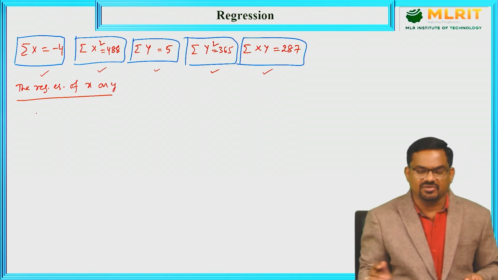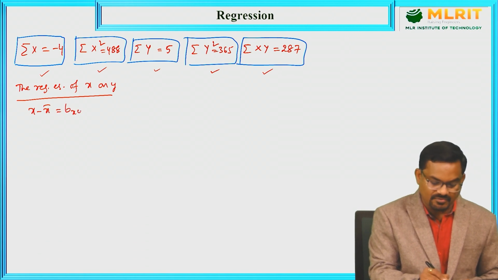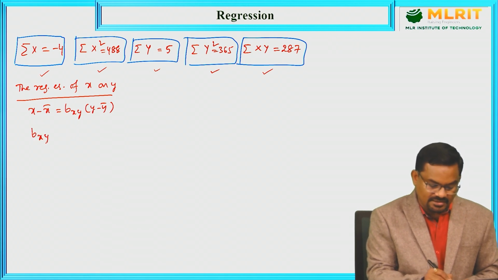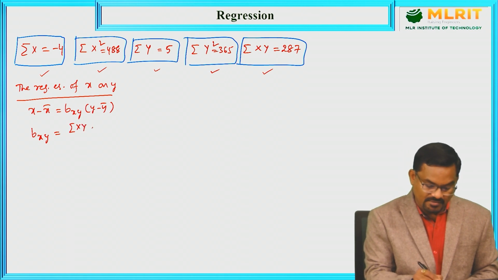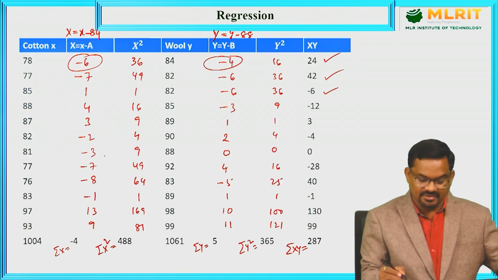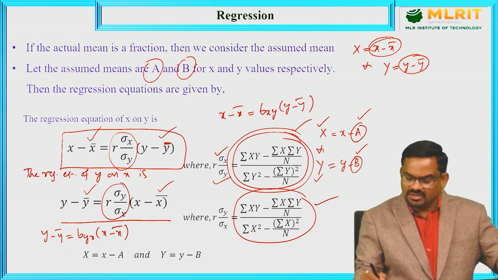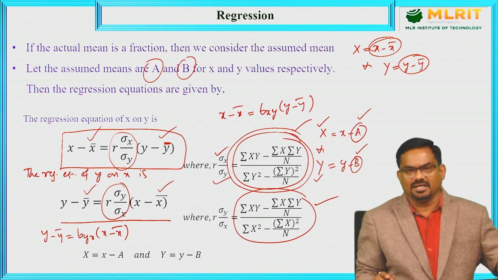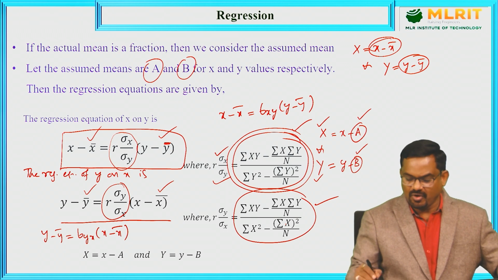What is the regression equation of x on y? X minus x bar is equal to bxy into y minus y bar, where this bxy is calculated using the formula sigma x into y minus sigma x into sigma y by capital N divided by, you can use this formula, sigma capital XY minus sigma capital X into sigma capital Y by N. In x on y, the denominator is having y terms. Similarly, in y on x, the denominator is having x terms. That is the only point to be noted.